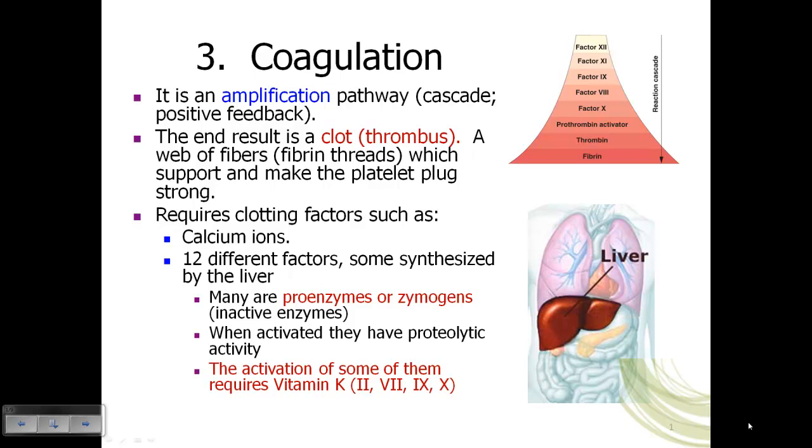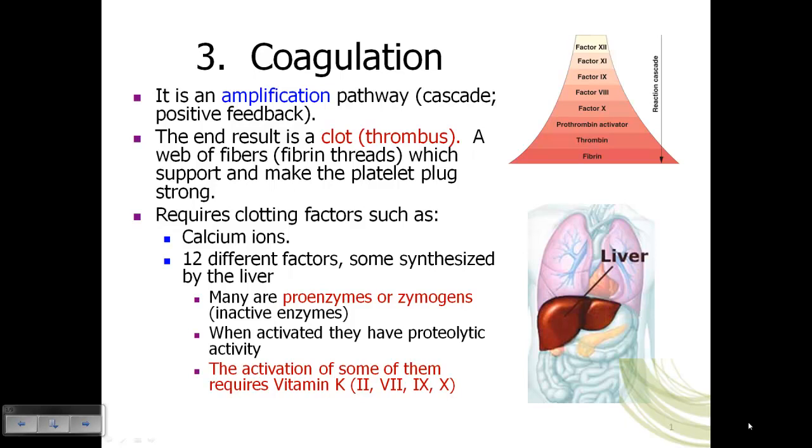Now the actual clot is made up of fibrin threads, and I'm going to show you a picture of that very soon. So there are 12 clotting factors numbered 1 through 13. Number 6 was a redundant discovery, and therefore it does not exist. One of the clotting factors is actually a cofactor called calcium, and calcium is factor 4. Most of these factors are synthesized in the liver, and they are synthesized as an inactive enzyme. When an enzyme is made in an inactive form, we say that it is a zymogen or a proenzyme.